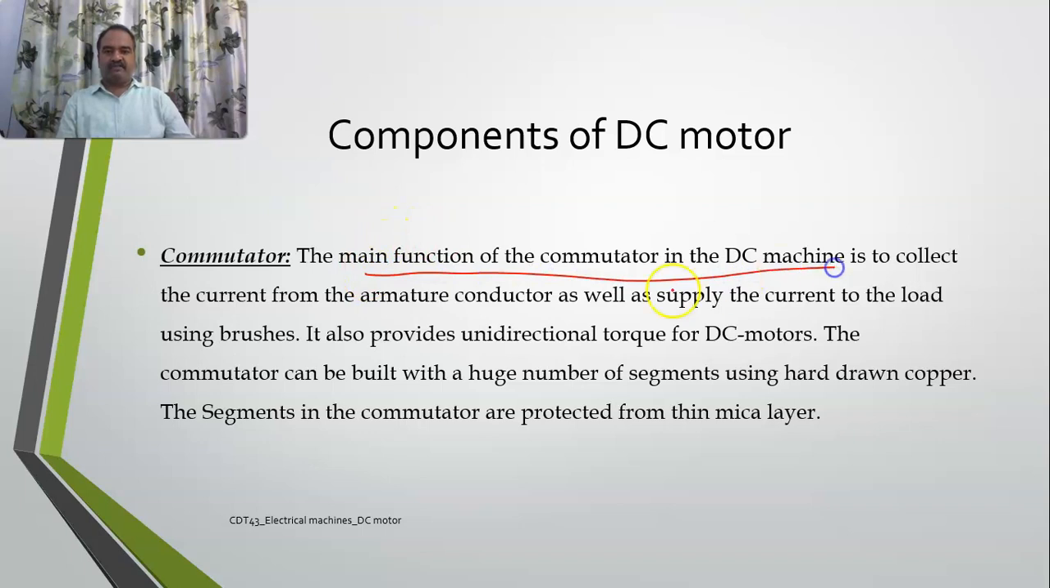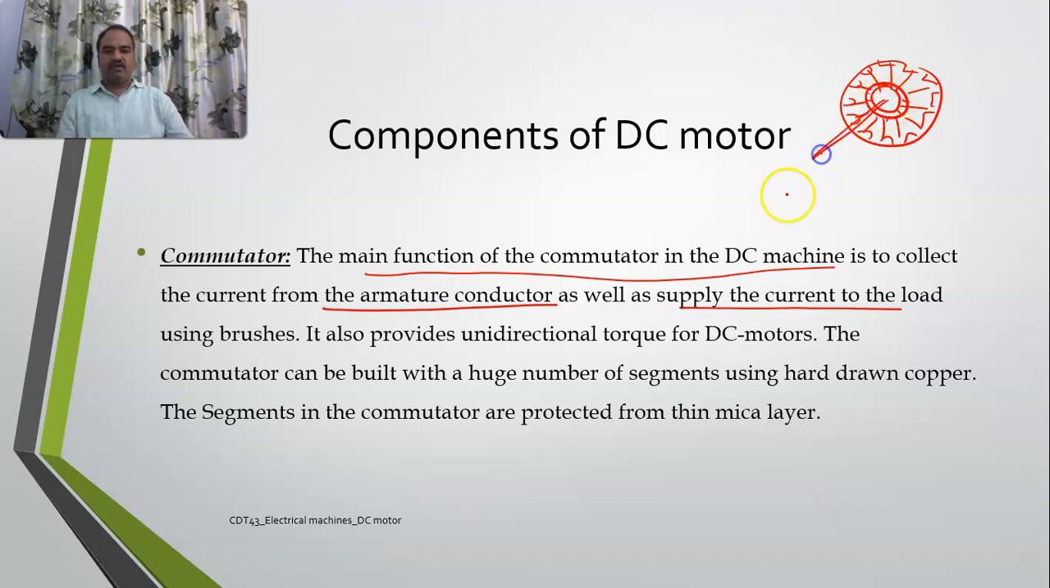And the main function of it is to collect the current from the armature conductors as well as supply the current to the load. So all these windings will be there, right? All these conductors will be brought to your commutator, and it will be provided to your load. And the biggest thing is that it provides unidirectional torque for DC motors.